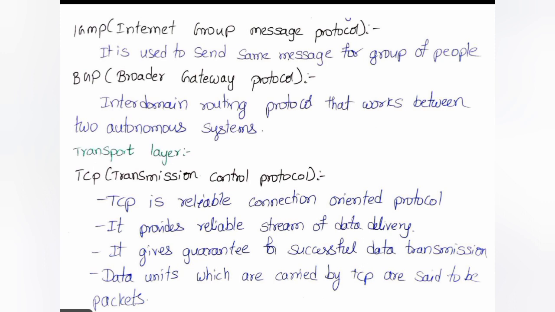The next one is the transport layer. In the transport layer, we have two types of protocols, that is TCP and UDP. The Transmission Control Protocol is a reliable connection-oriented protocol and it provides a reliable stream of data delivery. Reliable means it provides acknowledgement for the data received, and it is a wired transmission. The data is transferred through a wired medium. That's why it provides a reliable stream of data delivery, so the data will be transferred successfully to the receiver using this protocol.